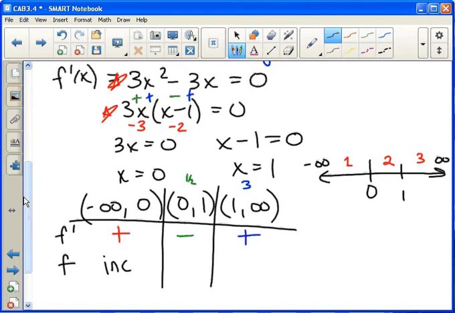So next, we have a derivative that's negative from 0 to 1. That means our original has a negative slope and is decreasing from 0 to 1. And then same logic on the end. Positive derivative means positive slope, means you are increasing. So a positive derivative will always mean your original is increasing, and a negative derivative will always mean your original is decreasing. And we've just used the first derivative test to determine where things are increasing and decreasing.